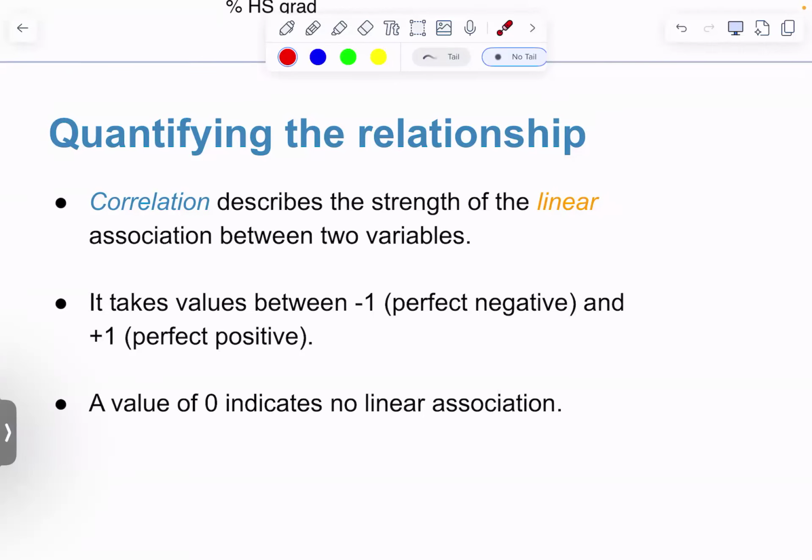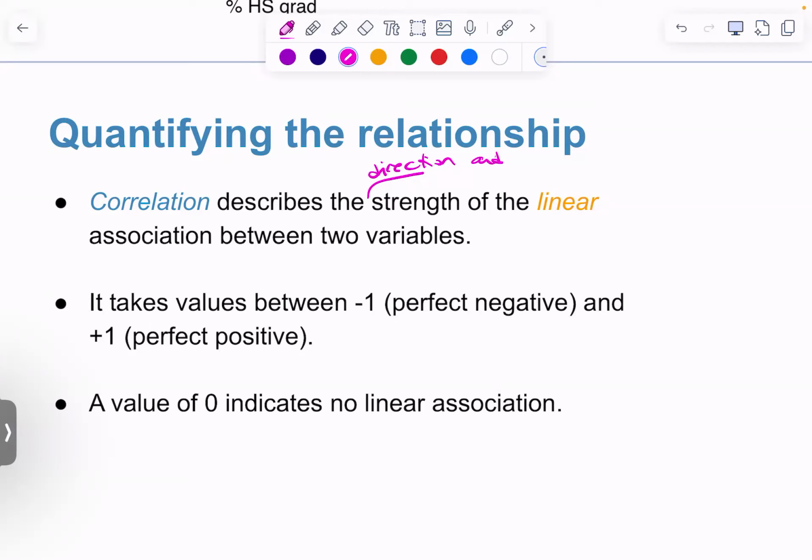Okay. The correlation is a term that we use kind of in regular speech, right? I say, oh, there's a correlation between these two things. And so we kind of have an understanding of what the correlation is. But for us, the correlation describes the direction and strength of a linear association between two variables. So it only applies to a linear relationship.